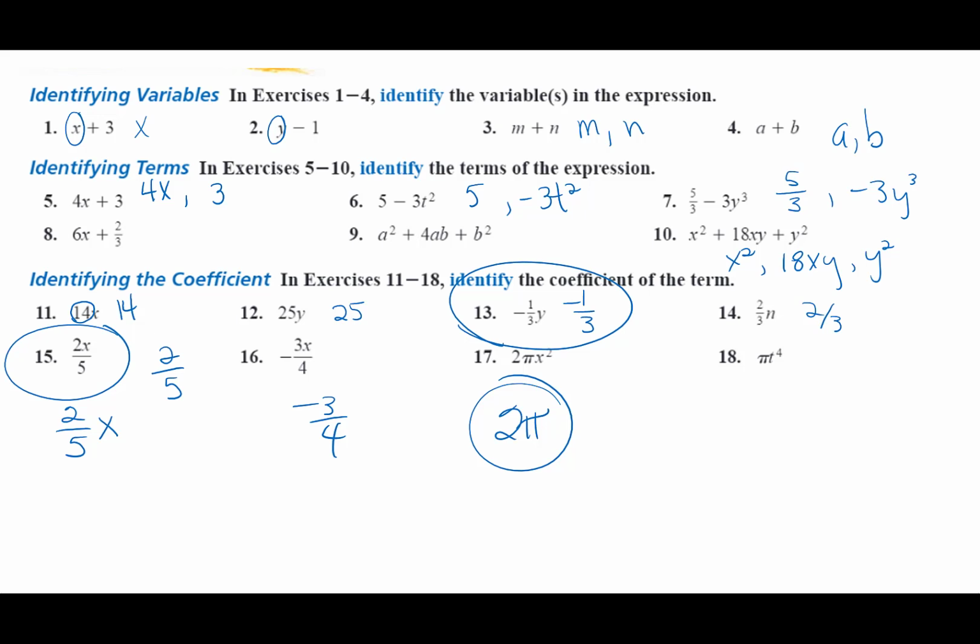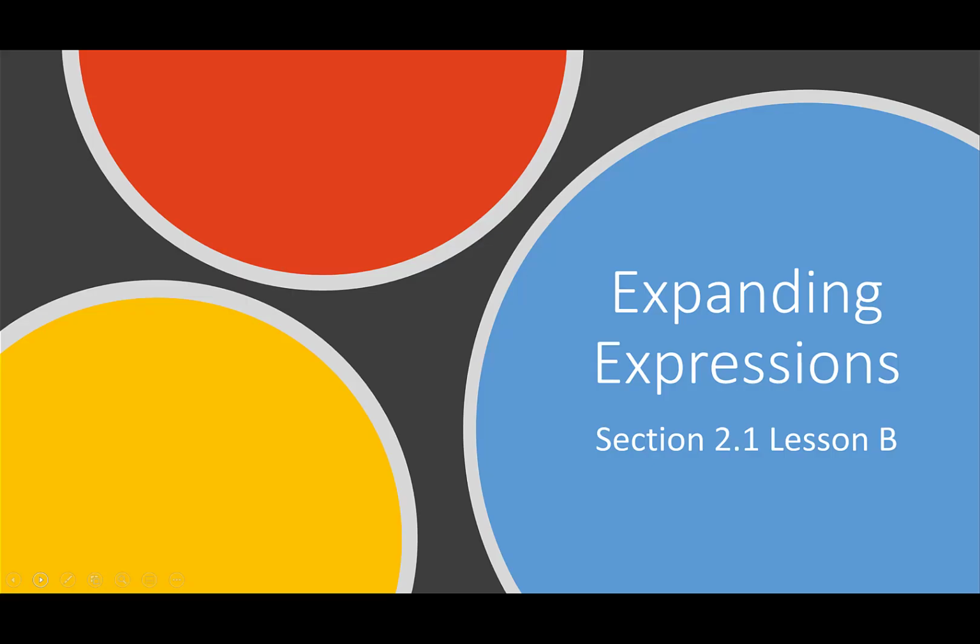WebAssign, if a question like this sneaks onto WebAssign, you could just type in the pi symbol by using that gray math pad that pops up on the right side of your screen. And so that makes 18 just pi. One more idea I want to talk to you in this video is called expanding expressions. This is also in section 2.1.